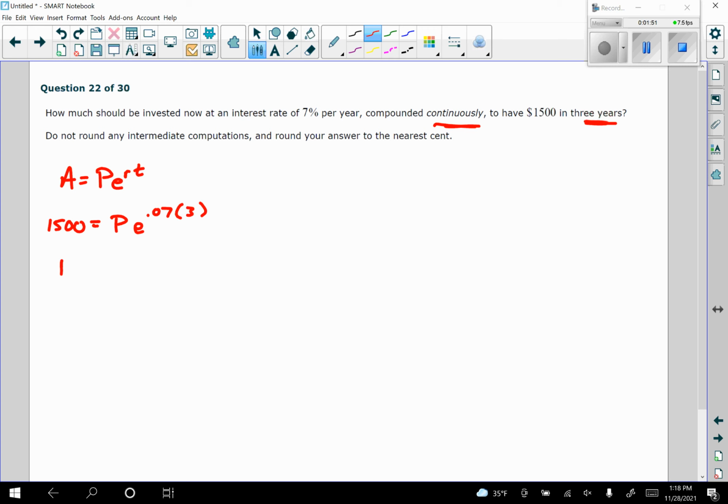So really, we're just going to say P is going to equal 1,500 divided by e to the 0.07 times 3, because we don't want to do any intermediate computations. So this would be the exact value, and then as we go to type this in, P should equal $1,215.88.